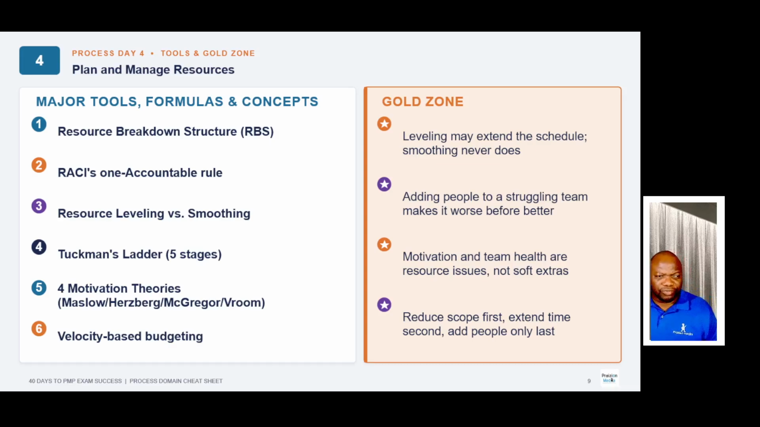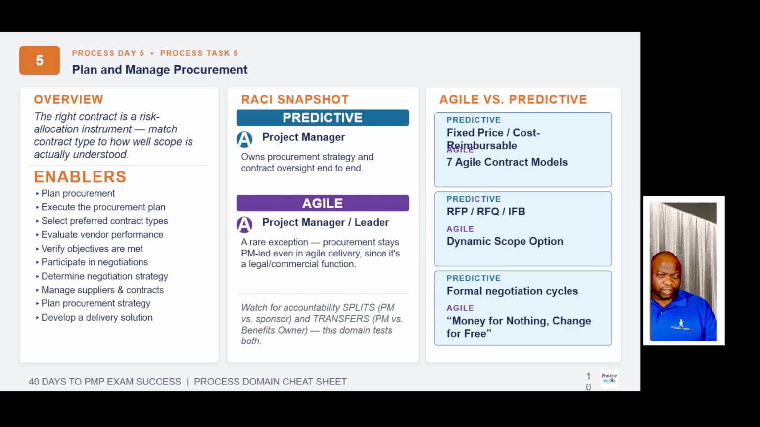Planning and managing resources means understanding resource leveling, understanding that adding people to a struggling team will only make it worse, motivation and team health being key, and reducing scope first and extending time second, adding people as a last resort. Understand Maslow's, Herzberg, McGregor, and Vroom that we've talked about in the world of people, but also for the world of process, you got to know it too.